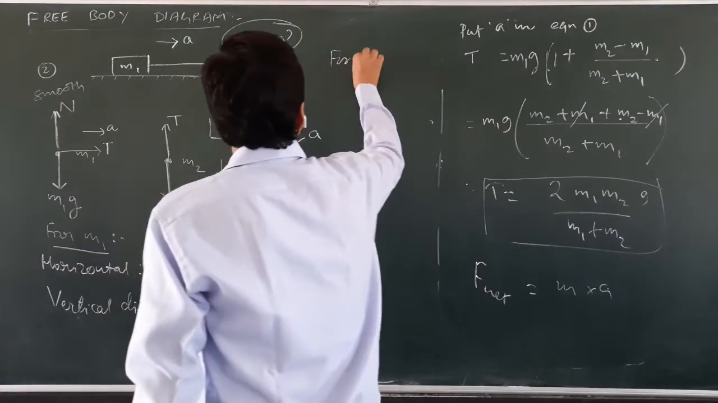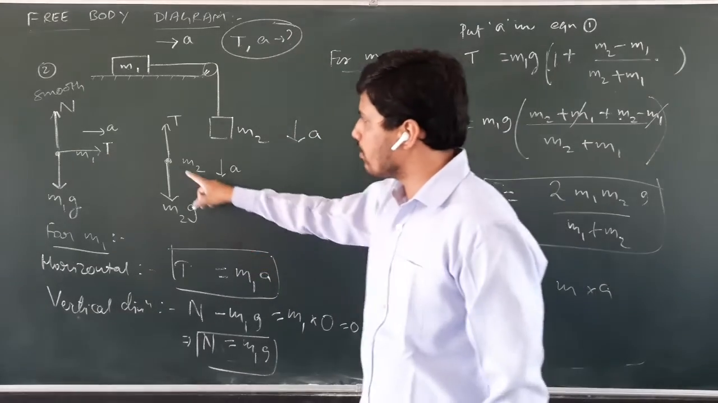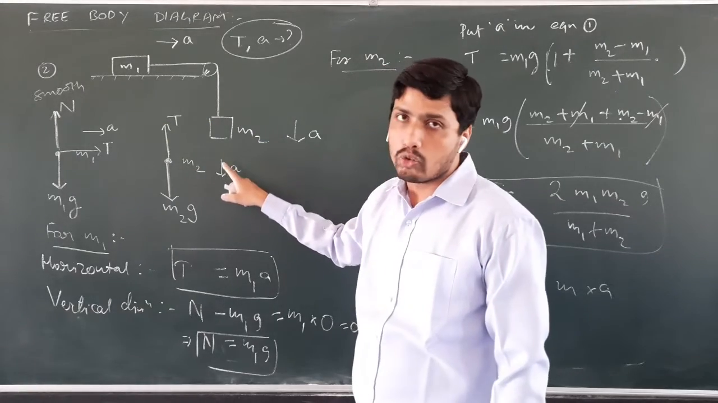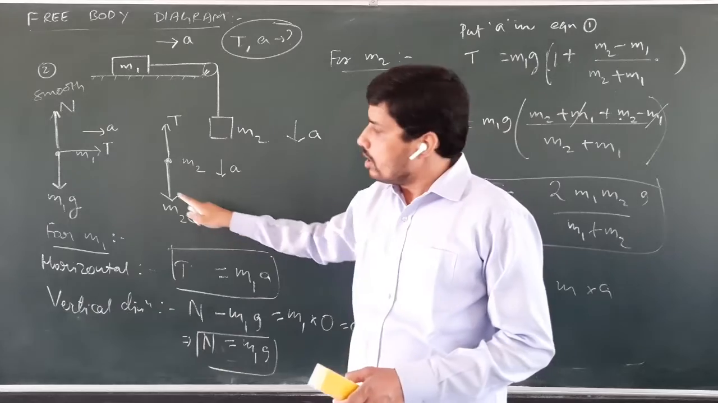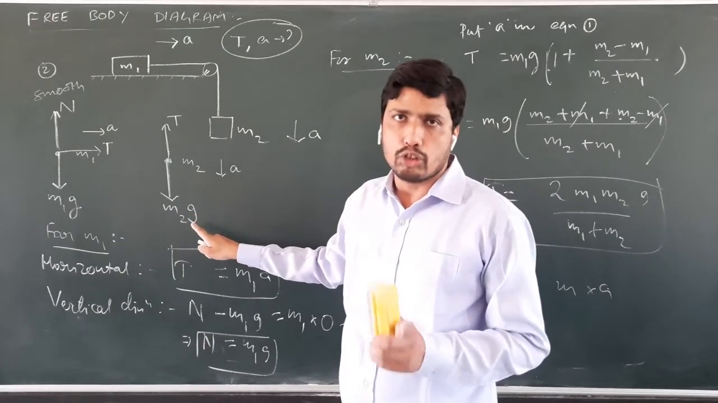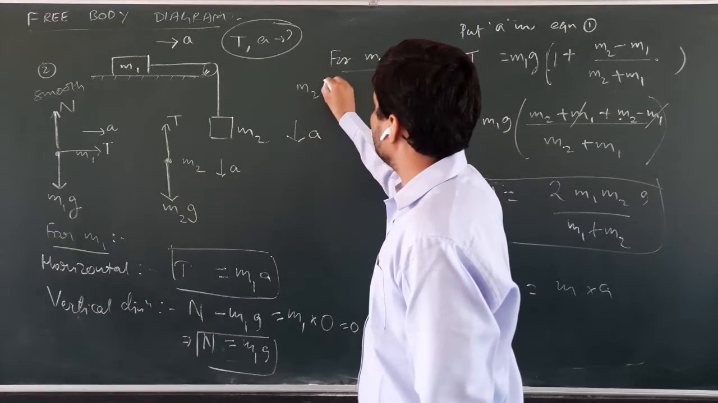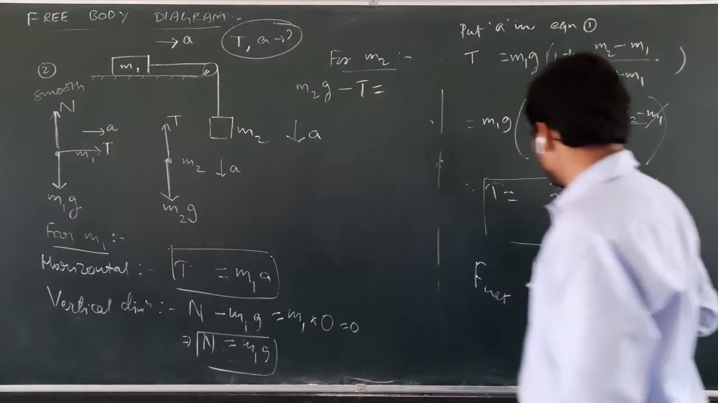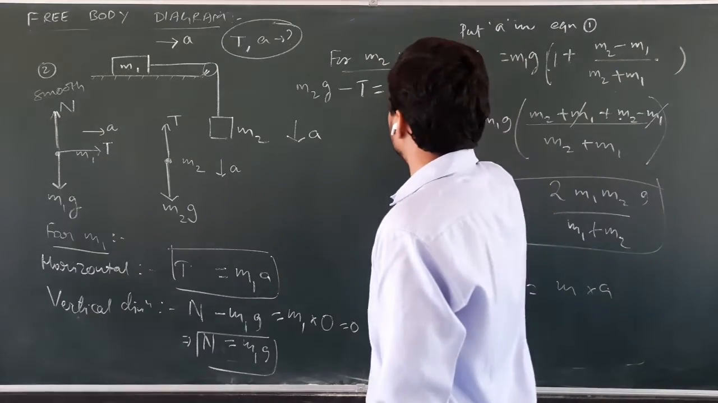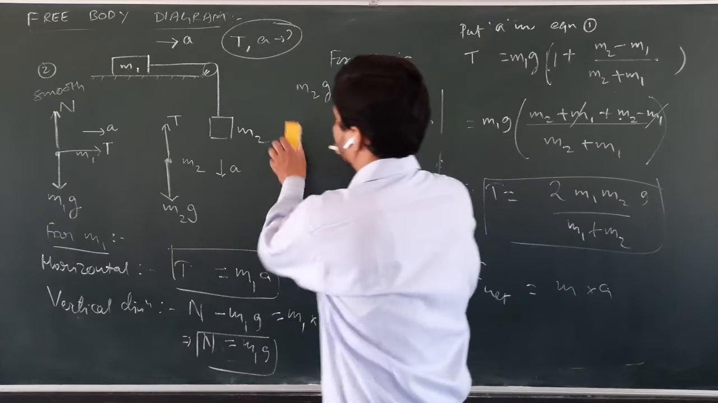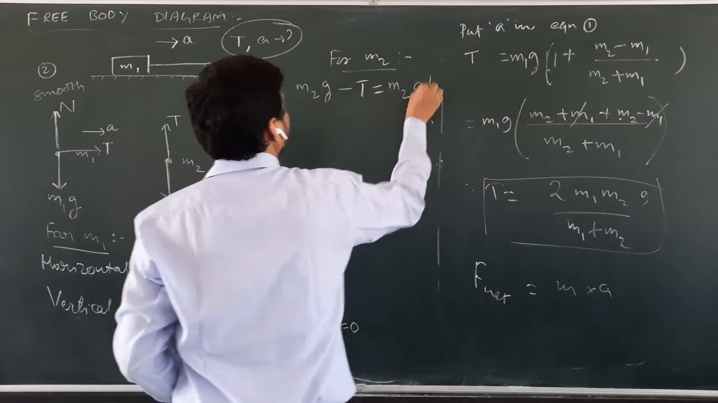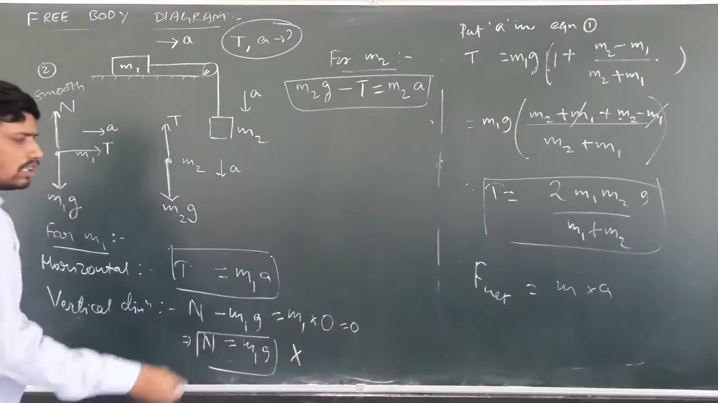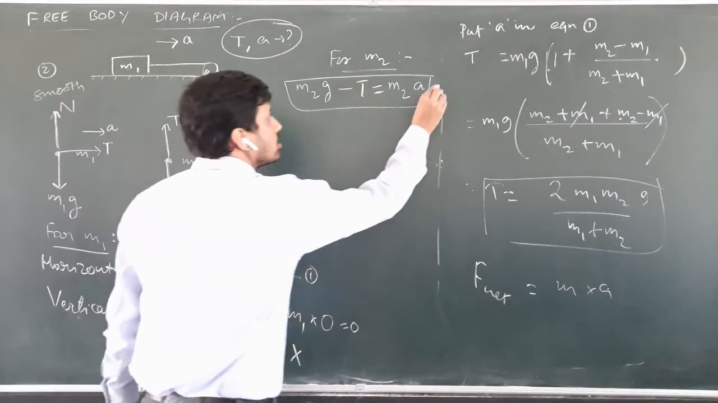Now for M2, M2 free body diagram I have drawn here. So there is a force downward, there is a force upward direction, but acceleration is in downward direction. Since acceleration is downward, the downward force due to gravity we will take as positive. So equation will become m2g positive minus T is equal to mass into acceleration. Now what is the mass? Mass is m2. And what is the acceleration? Acceleration is a. Now we have to solve these equations. So we don't need the normal reaction equation. So our purpose will be solved using these two equations, equations 1 and 2.